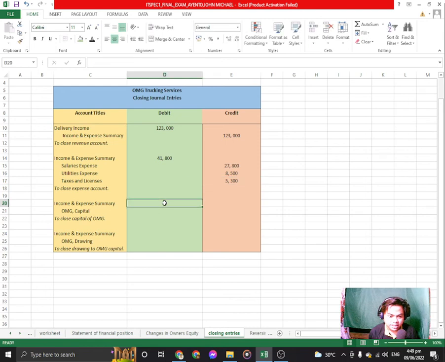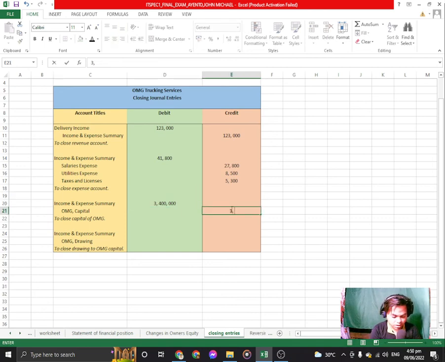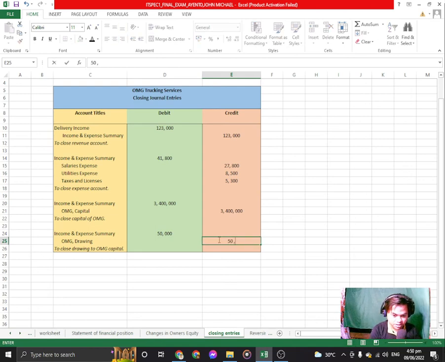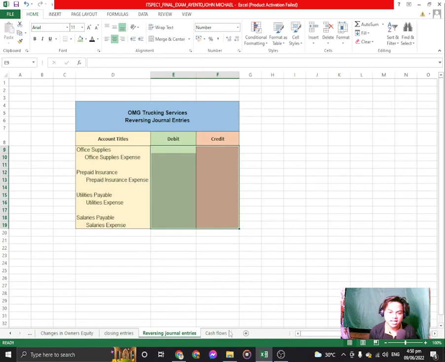Okay, the income and expense summary, we have 3,400,000 pesos. And also here is 3,400,000 pesos. And then for the income summary, we have the 50,000 pesos that was withdrawn. And here for the drawing also 50,000 pesos. Okay, to close drawing to OMG Capital. Okay, for the reversing entries.